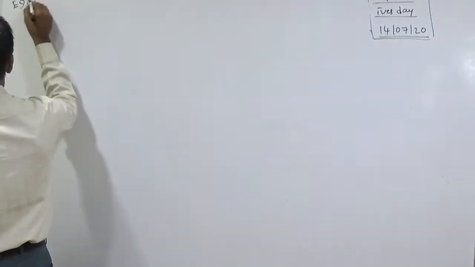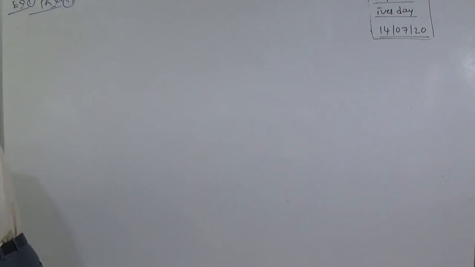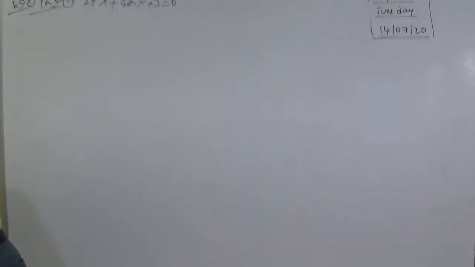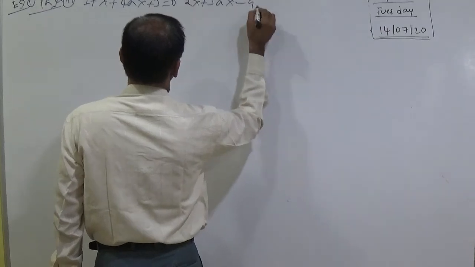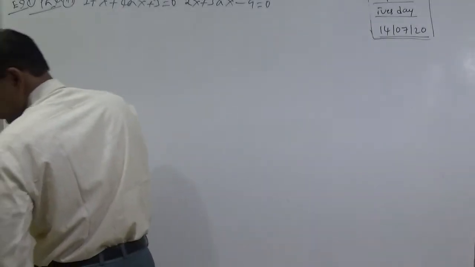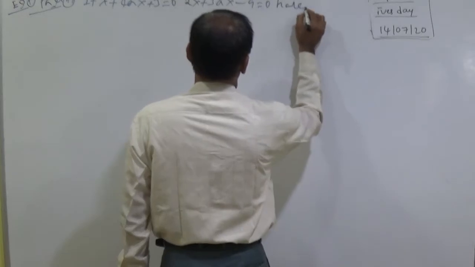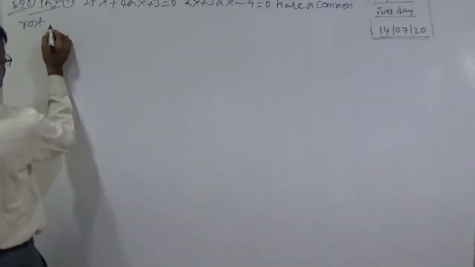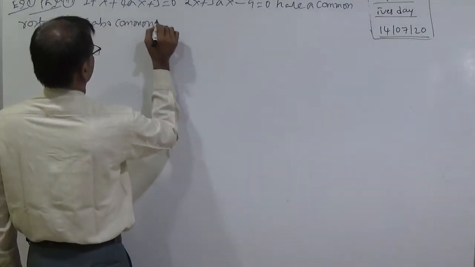Example 1, page number 71. If x square plus 4ax plus 3 equal to 0, comma, 2x square plus 3ax minus 9 equal to 0 have a common root, find the value of a and also the common root.